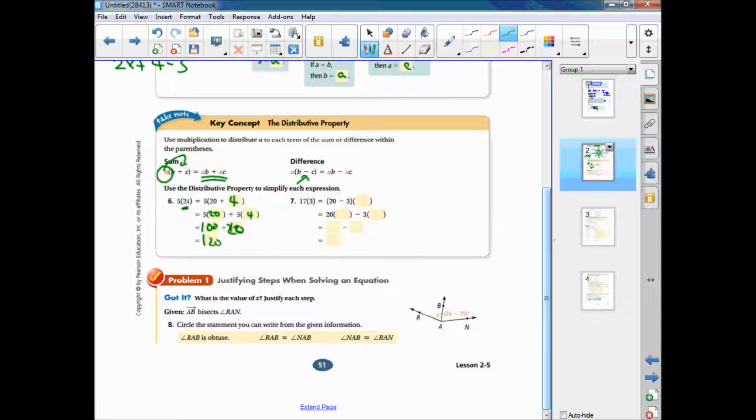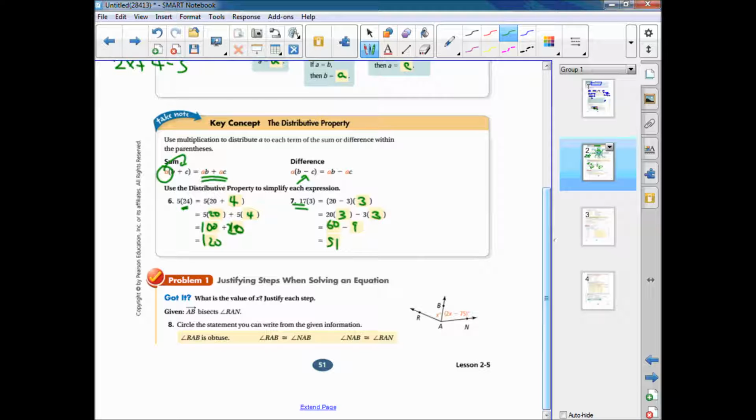Same thing could happen here. Instead of writing 17, we could change that to 20 minus 3, and then use the distributive property to multiply the extra 3 in. So 3 times 20 minus 3 times 3, which will give us 60 minus 9 for 51. So if you didn't know what 3 times 17 was, you could break it down and make it easier because you probably know what 3 times 20 and 3 times 3 is.